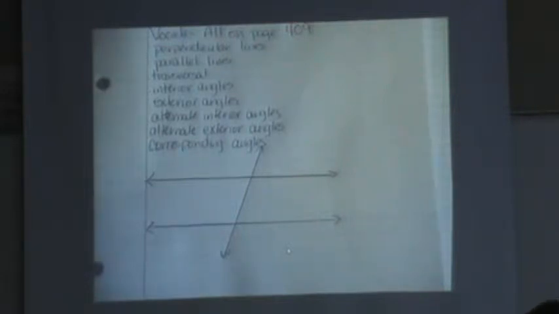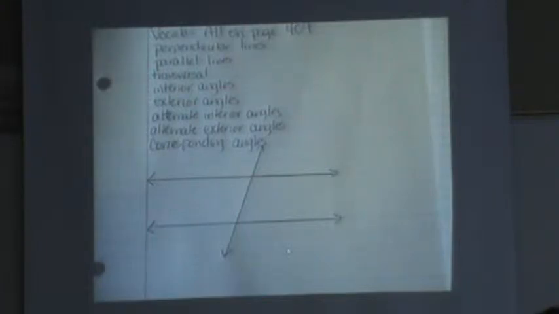So here we have two parallel lines. These two lines are parallel, and they're cut by a transversal, which was your third vocabulary term. Who has the definition for transversal? A line that intersects two or more lines. Very good. A transversal is a line that intersects two or more lines. Now, what you'll hear me say is a transversal is a line that cuts two or more lines.